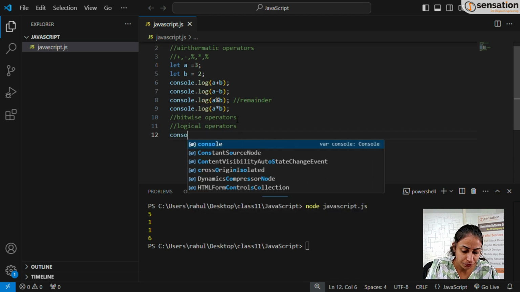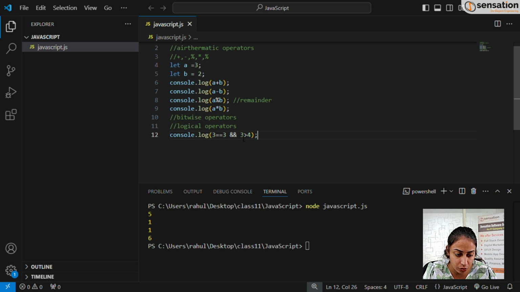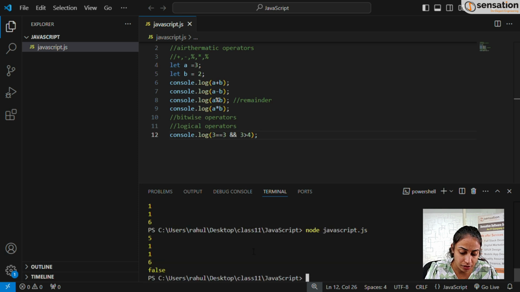Like we have console.log 3 equals 3 and 3 greater than 4. Here only one condition is true: 3 equals 3 is true, but 3 is not greater than 4. So when I run this command, I get false. And works when both conditions are true. If I give 3 here, now it will print true. In the end, both conditions should be true.